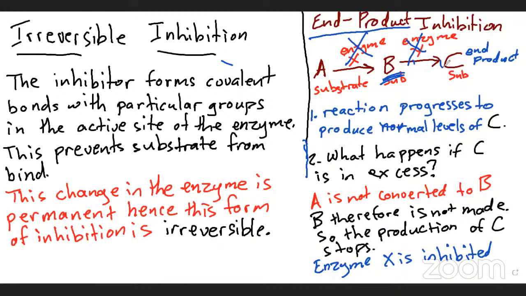All right, so the term end product, because it is the final product. Inhibition, the final product is inhibiting a particular enzyme. Is it any clearer? Yes, sir. All right.